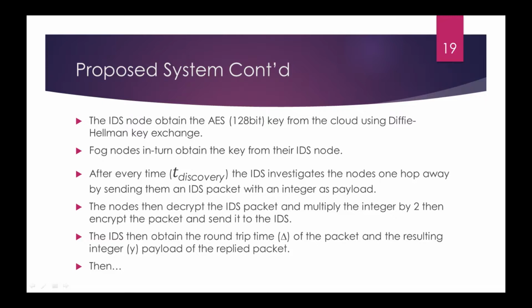So the IDS node obtains a key from the cloud using Diffie-Hellman key exchange. From then on, all fog nodes will obtain their key from the IDS using the same technique of key exchange, i.e. Diffie-Hellman. After every T discovery, the IDS node investigates nodes one hop away from it, as shown by this figure.